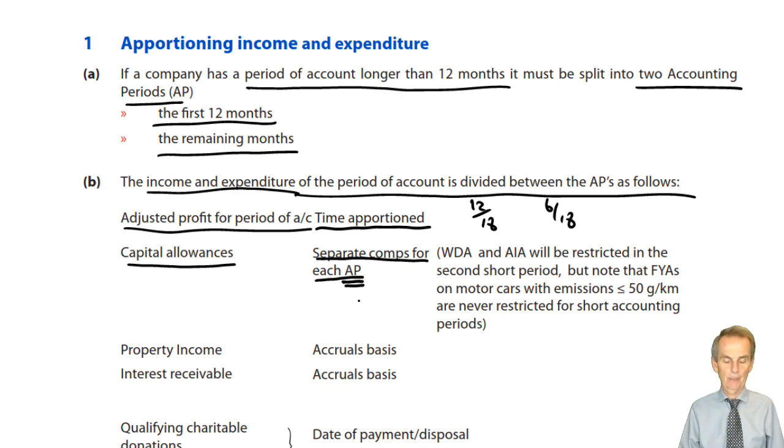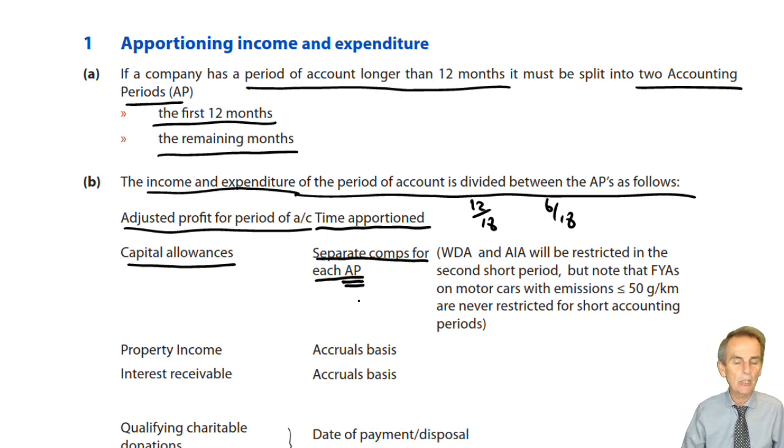6 months. It's the same order of dealing with transactions. Additions for AIA, additions for WDA, take out disposals, claim your WDA. List then any low emission cars ranking for FYA. But what we've now, of course, got to realise is that we're dealing with a short period. It is only 6 months.